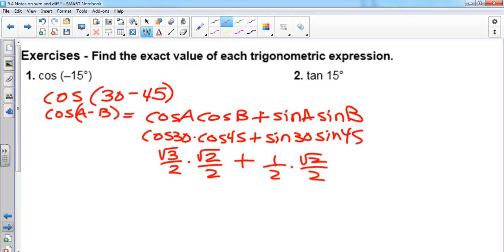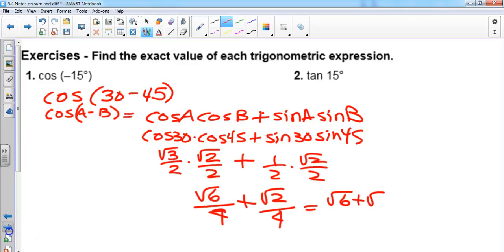Okay. Now you gotta know something about radicals. What happens when you multiply those together? This becomes square root of 6. As long as they're both in there, we can multiply them together. That's a 4. Over here we get, so when we add, we get square root of 6 plus square root of 2 all over 4. This is the exact answer for the cosine of negative 15.